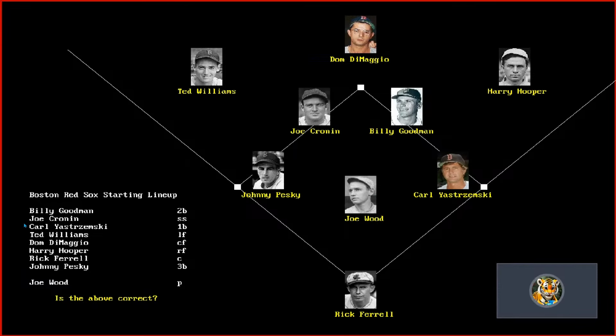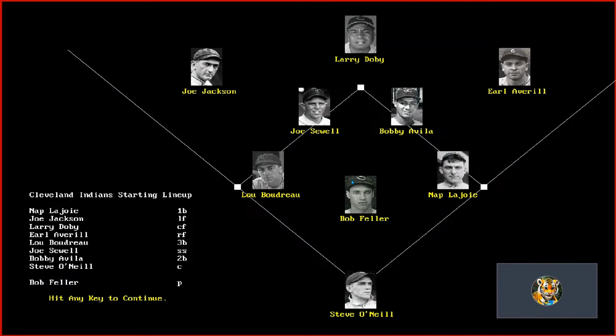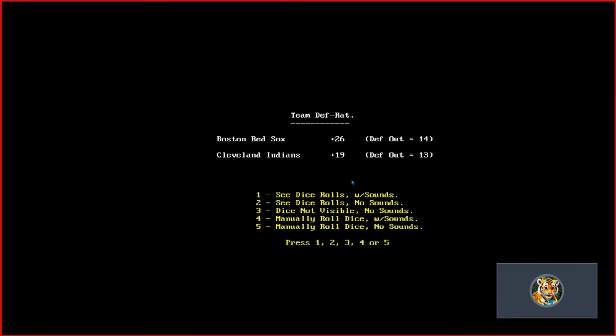And no, this is not what the in-game screen looks like. This is just so you can see your team and stuff like that. The in-game screen uses ballpark images, much like Action PC Baseball does, and Dombrov Baseball does. So yes, the above is correct. And then let's see, the Indians are going to have Napoleon Lajoie, Shoeless Joe Jackson, Larry Doby, Earl Averill, Lou Boudreau, Joe Sewell, Bobby Avila, and Steve O'Neill. And yeah, so just hit any key to continue.